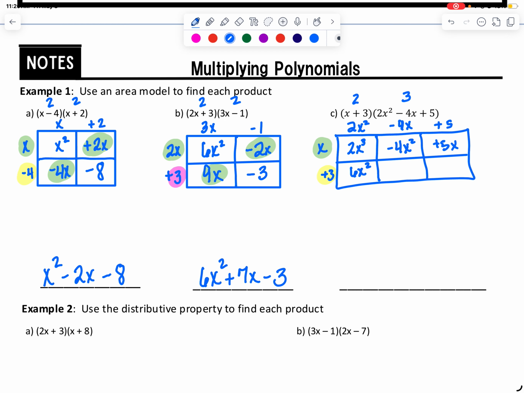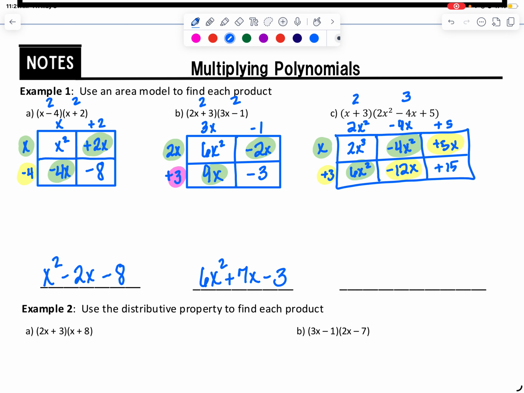3 times negative 4x would be negative 12x. And 3 times positive 5 would be positive 15. Now we want to identify any like terms. So in this problem, we have a 6x squared and a negative 4x squared that can be combined, but we also have a negative 12x and a 5x that could be combined.